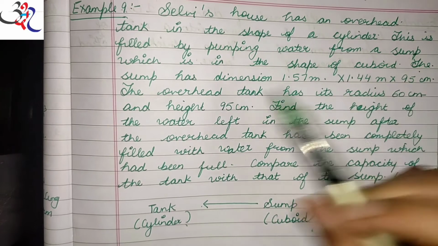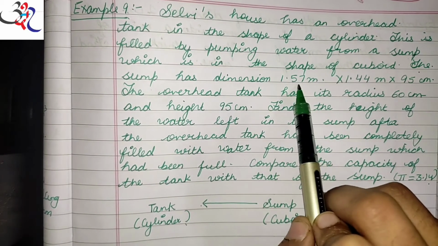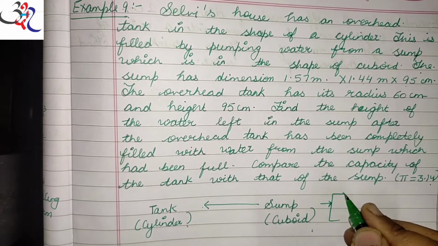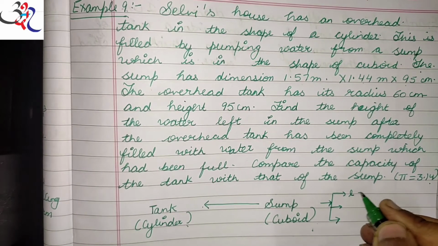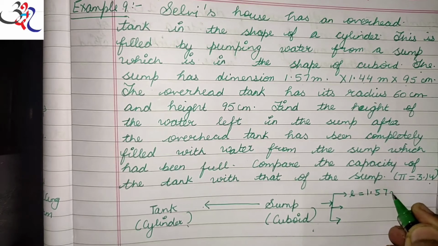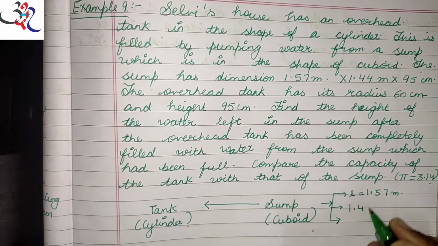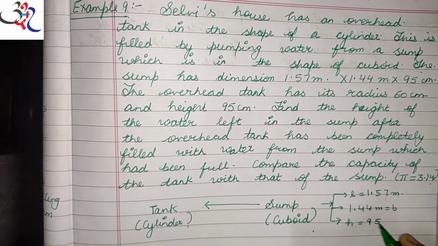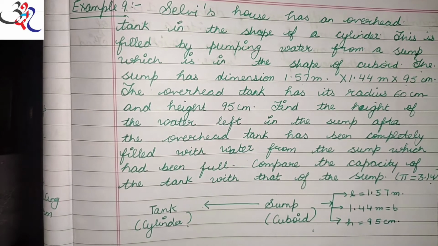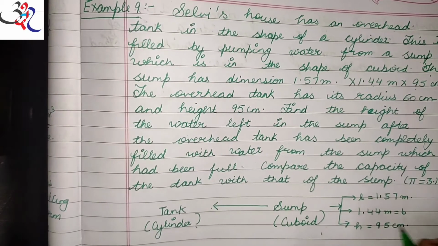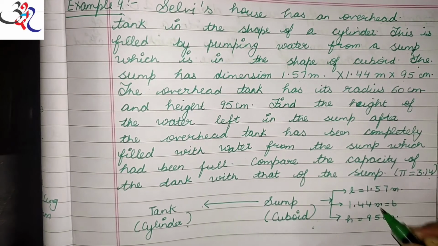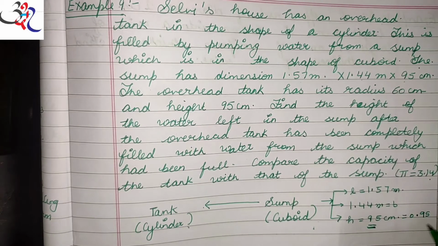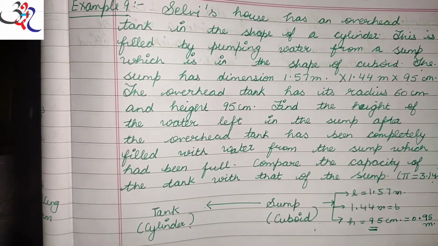Then what is given to us? That the sump has dimensions length, breadth and height. In the case of the cuboid, the dimensions given are: length is equal to 1.57 meter, breadth is equal to 1.44 meter, and height is equal to 95 centimeter. Okay, so see very carefully, the other two dimensions are in meter, but this one is in centimeter. So in meters, what will it be? It will be 0.95 meters.